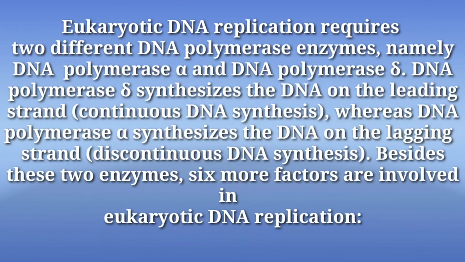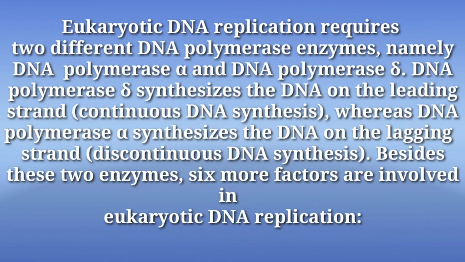Eukaryotic DNA replication requires two different DNA polymerase enzymes, namely DNA polymerase alpha and DNA polymerase delta. DNA polymerase delta synthesizes the DNA on the leading strand, continuous DNA synthesis, whereas DNA polymerase alpha synthesizes the DNA on the lagging strand, discontinuous DNA synthesis.